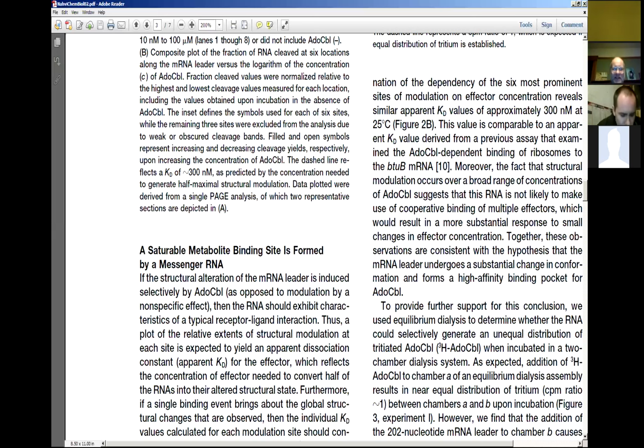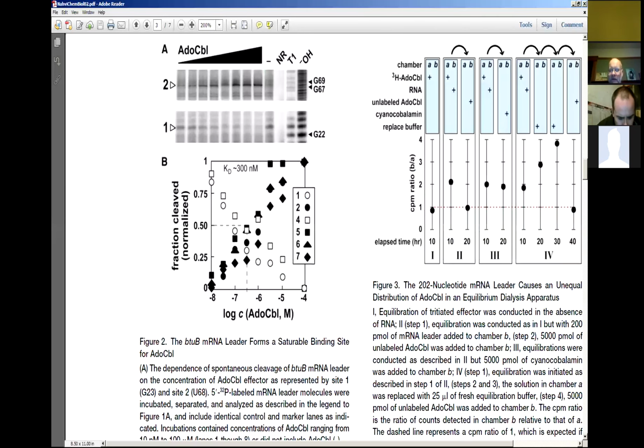Saturable metabolite binding site is formed by a messenger RNA. And here, again, it's a pretty interesting assay to pull out. They're actually using a dialysis apparatus here, meaning they're essentially using an apparatus that has two chambers that are separated by a dialysis membrane. And that membrane will allow the small molecule to pass through, but won't allow the mRNA to pass through.